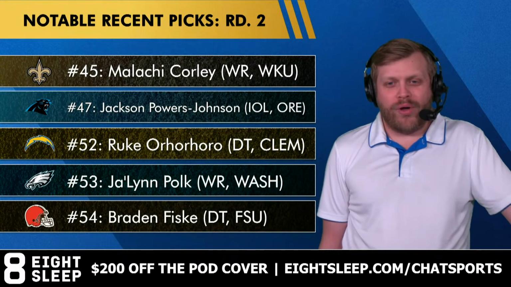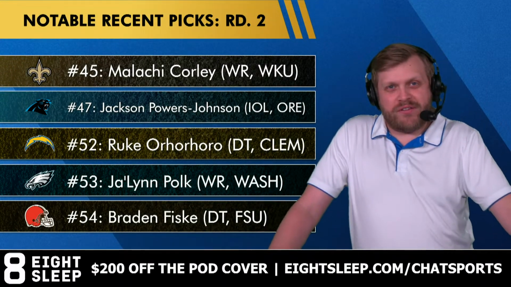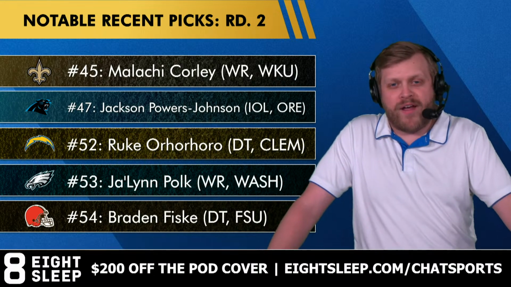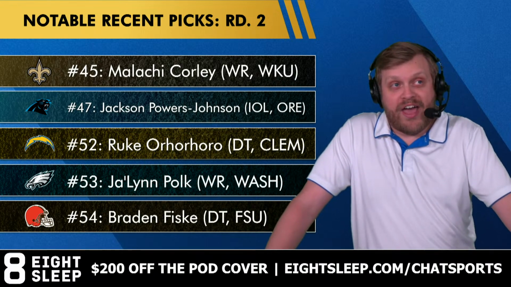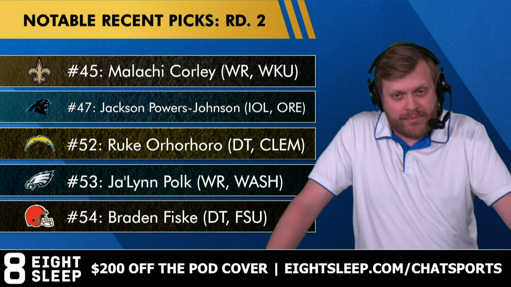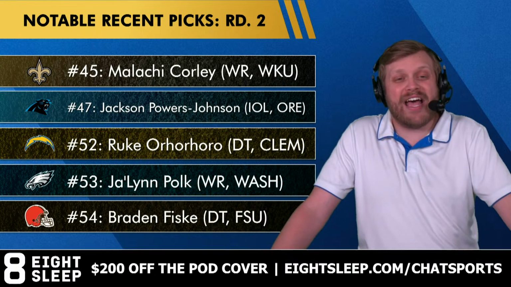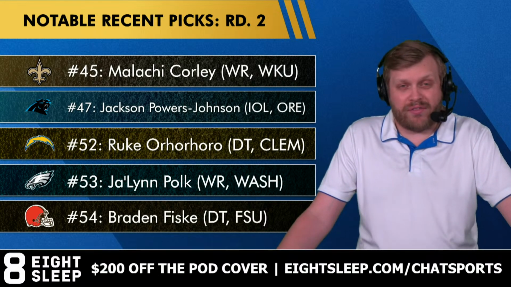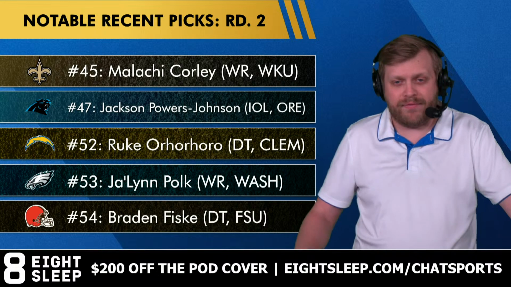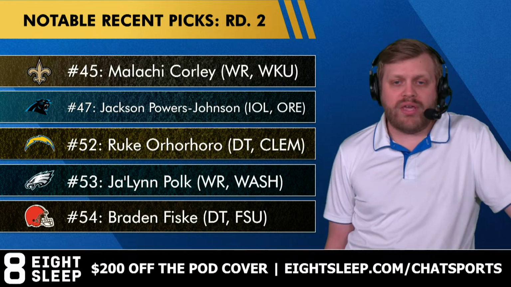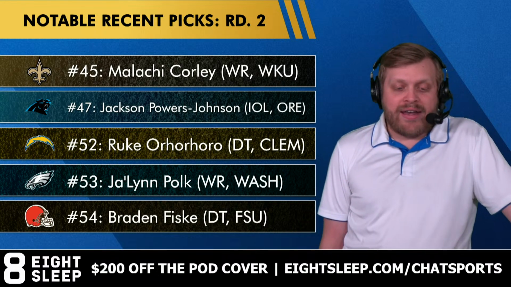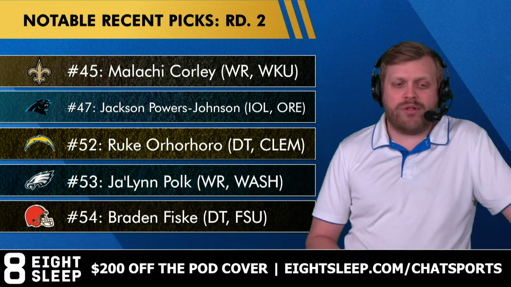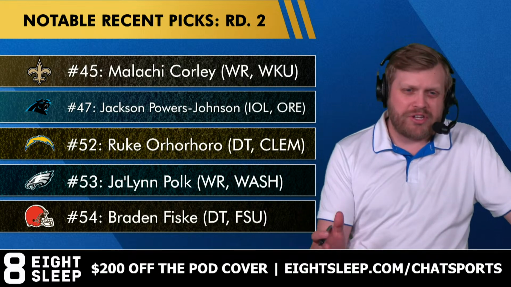Over to round 2. And by the way, if JPJ falls out of the top 5, it's probably because of medical stuff. I would have it in trading up. My assets are limited, but he fell to 47 in this mock draft. Malachi Corley's gone. Ruka Rororo and Braden Fisk in a thin defensive tackle class went off the board in the top 55. Jalen Polk is gone at receiver.